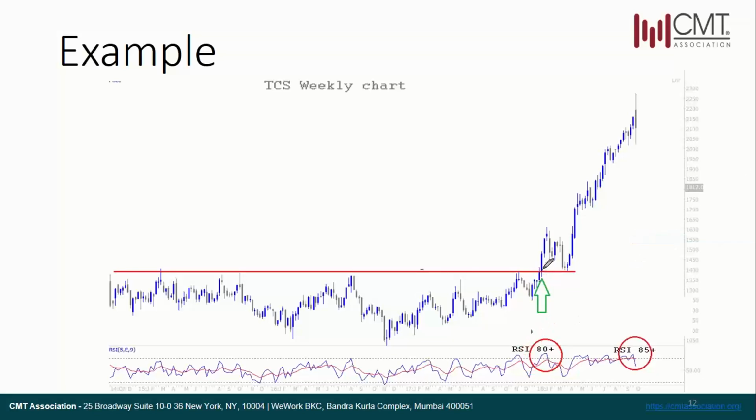And the stock indeed went up very quickly in the next 2-3 weeks, to about 1600 odd levels. And at this point, there was some amount of profit booking seen in the stock, as you can see.